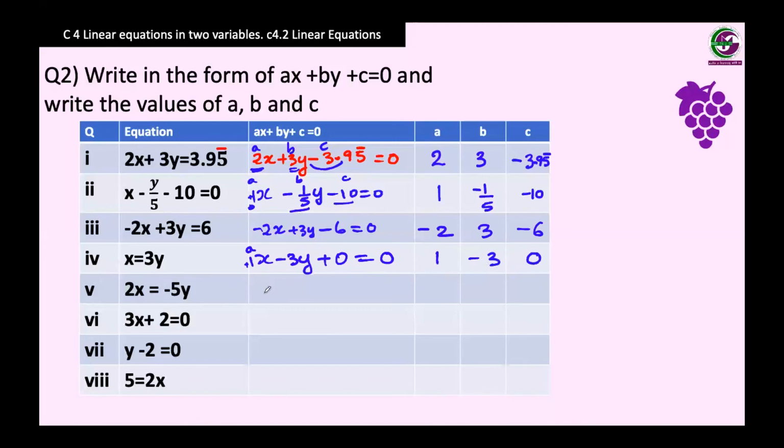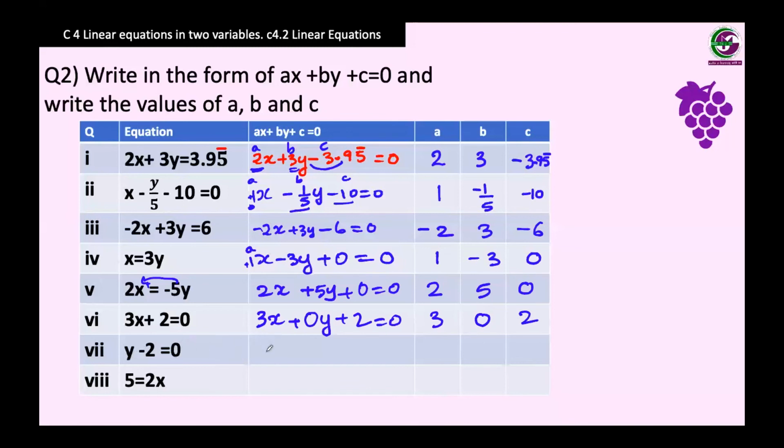Again, we have to take it back, so we can rewrite 2x plus 5y. Don't forget, we have to change the sign to plus. Plus a 0 is equal to 0. So a is 2, b is 5, and c is 0. Again, we can rewrite 3x. Here the y term is missing, so we can insert a 0y plus 2 equal to 0. A is 3, b is 0, and c is 2.